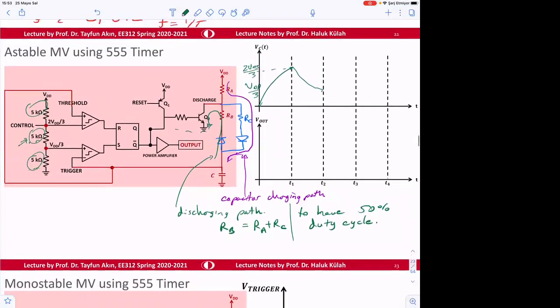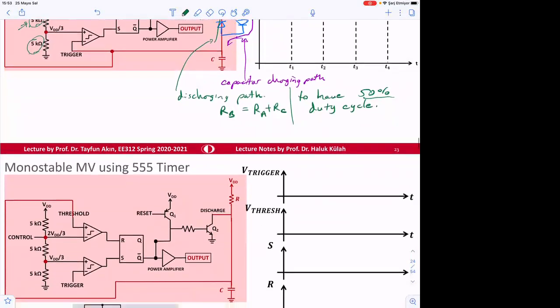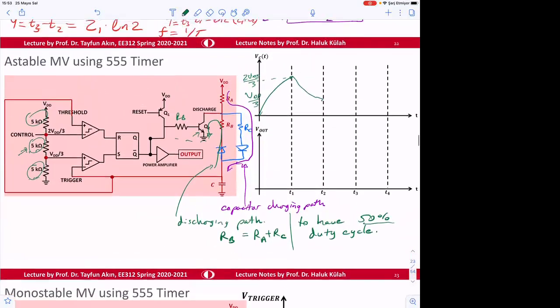Or sometimes we ask design questions like, how can you make this 50% duty cycle? Or what should be the value of this RB so that the transistor is going to be in saturation, for example. Those kinds of things, but those are small variations. The astable multivibrator is one of the most popular usages of this 555 timer.